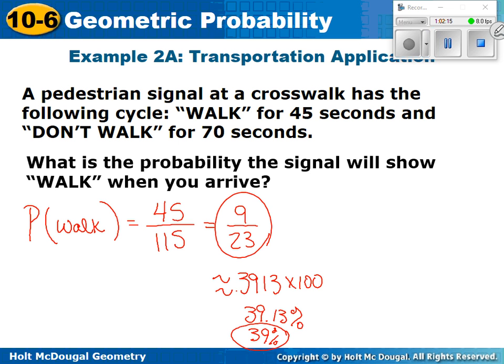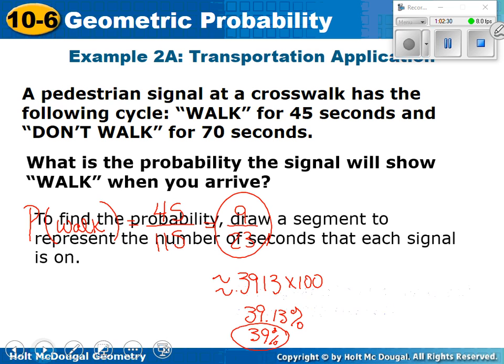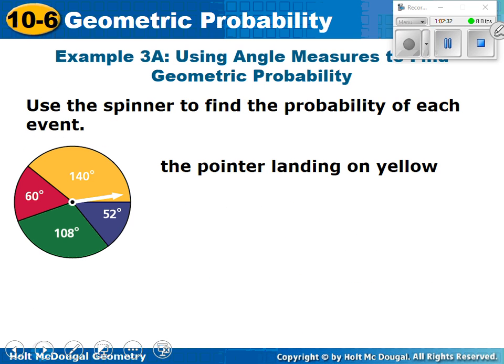Watch your directions. If it says round to the nearest percent, 39. If it says round to the nearest tenth of a percent, it would be 39.1. Just follow your directions. Any questions on these kinds of problems? Okay, I'm going to skip ahead. Let's look at the circle questions. I put a lot of questions on the notes, but we're not going to do all of them, okay?